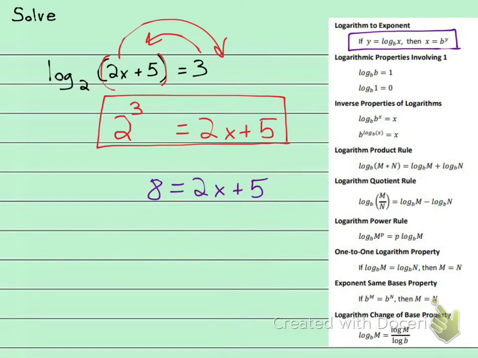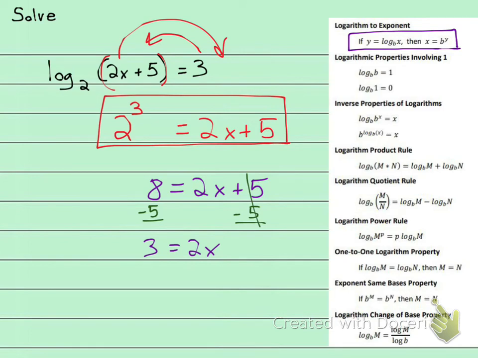And now we have a linear equation, which you've probably seen a lot. Try to get this grumpy old x all by herself. Here she is. Let's get rid of the plus 5. How do I get rid of a plus 5? I will subtract 5 on both sides of the equal sign. On the left, 8 minus 5 is 3 equals 2x, and 5 minus 5 canceled out.